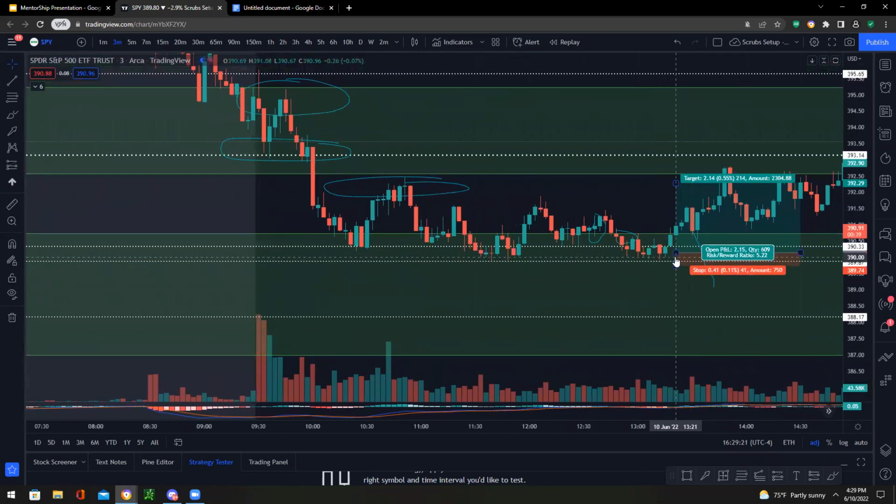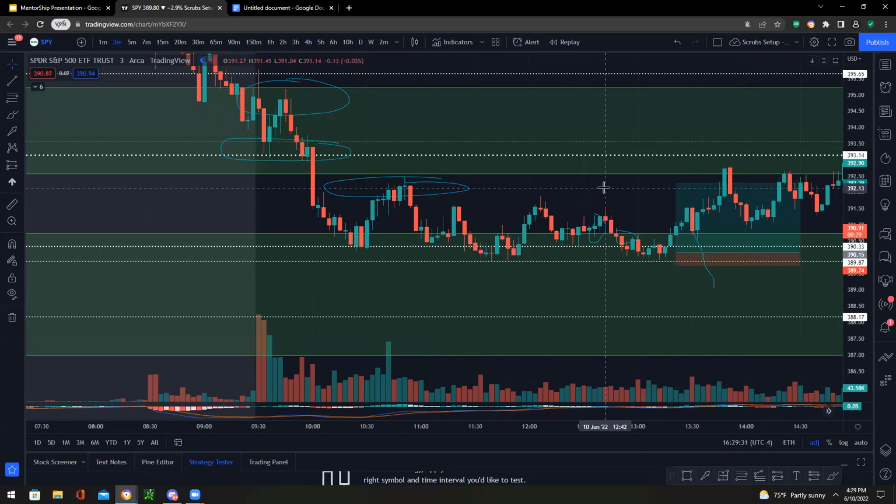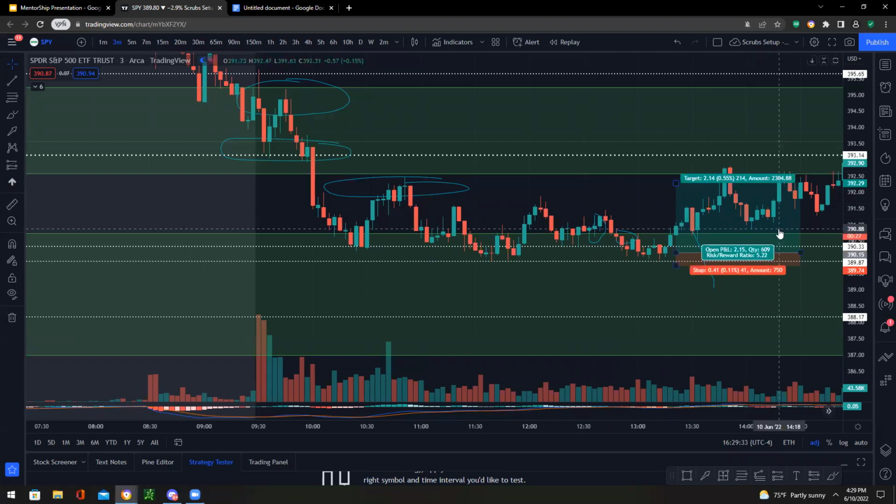I like to visualize my trade. I like to see, hey, where are my targets at? And then, hey, where's my stop loss at? This way, I'm doing it clear-minded. I'm not emotionally trading, and it just works out a lot better.